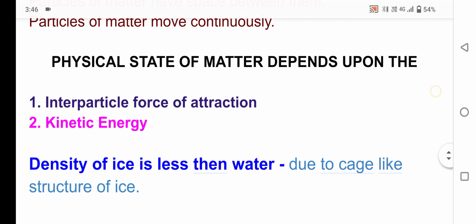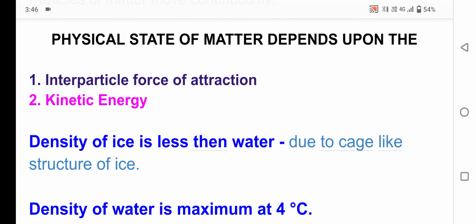So let's see the next. The physical state of matter depends upon two factors. First is the interparticle force of attraction. Now what is it? According to the modern classification, matter is made up of particles like atoms or molecules, which are attracted towards each other through interparticle forces. It is known as the interparticle force of attraction. I hope you understood. And the kinetic energy is simply the motion of the particles which tends to move them.